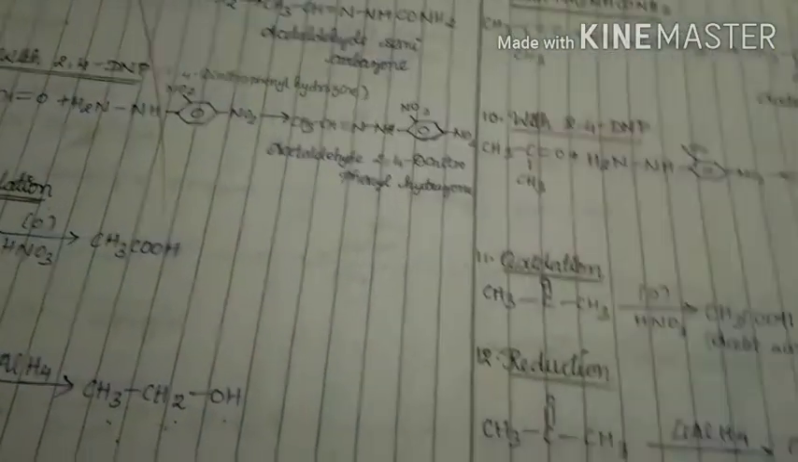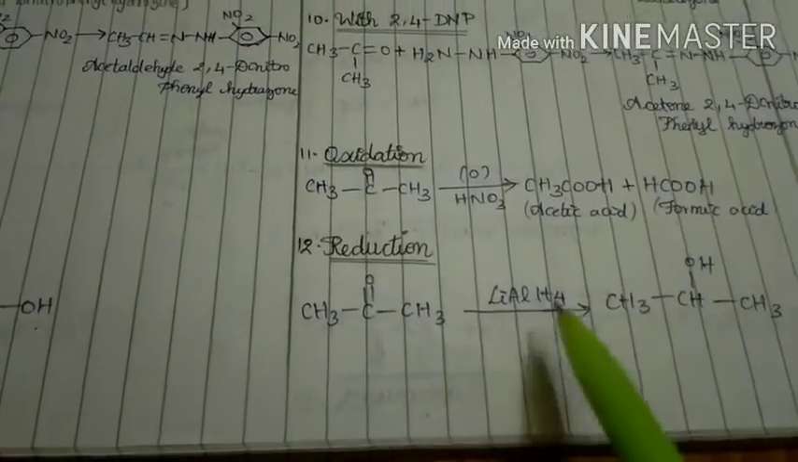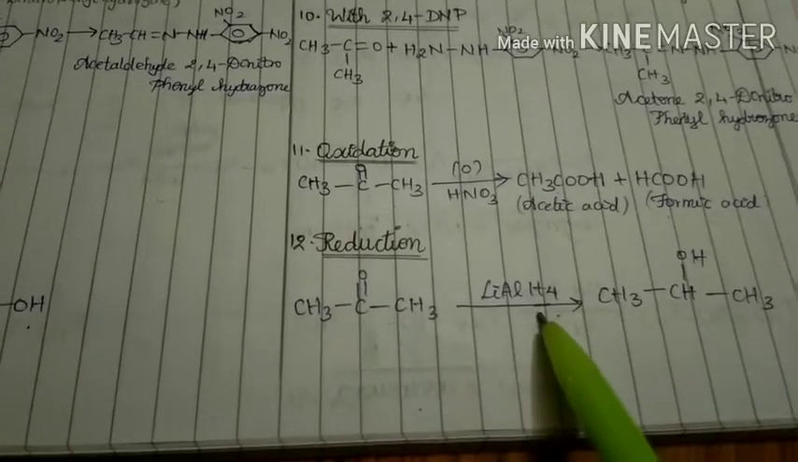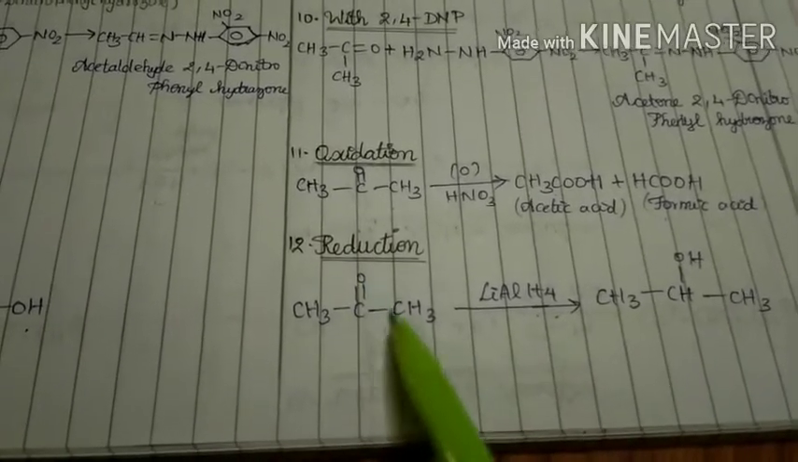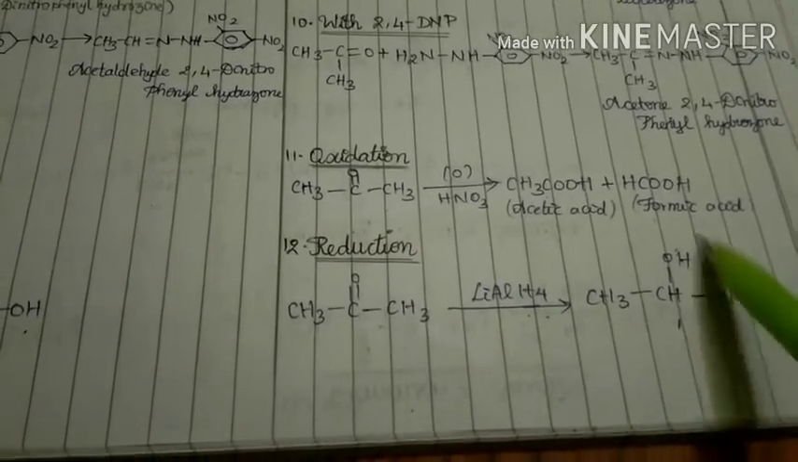That means CHO becomes which one? CH2OH. But in case of ketones, when acetone undergoes reduction in the presence of LiAlH4, what happens? This C double bond O becomes CHOH. CHOH. That means secondary alcohol.